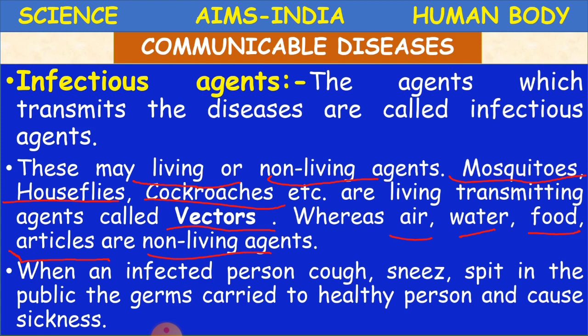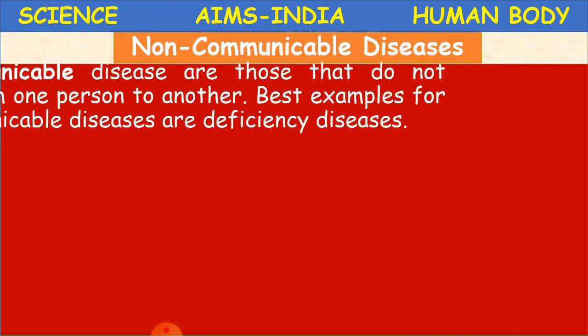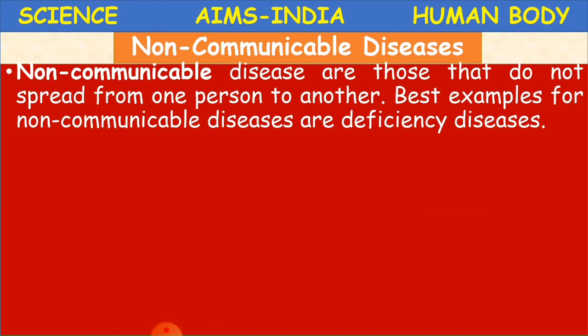Okay, clear? Now, non-communicable diseases. What are non-communicable diseases? They are those that do not spread from one person to another. The best examples of non-communicable diseases are deficiency diseases. So, what are non-communicable diseases, children? They are not going to spread from one person to another person.